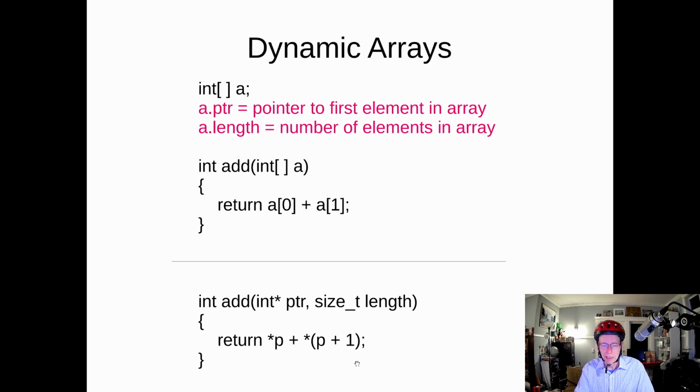Now I did mention array bounds checking before. Array bounds checking is not shown in this example to make it a little simpler to see what's happening.